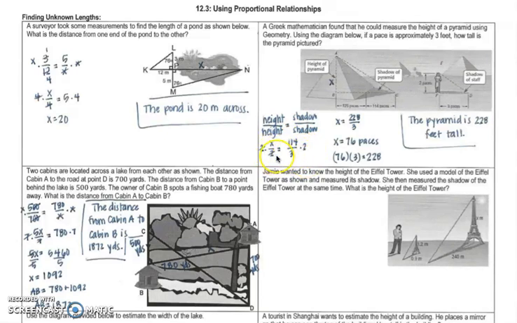I multiplied each side by 2 to eliminate my fraction, and I got x is 228 over 3. That does divide evenly, so x is 76 paces. The height of the pyramid is 76 paces. However, that is not the answer because paces is not a measure for height. So I did 76 times 3 because a pace is approximately 3 feet. That gave me 228, so the pyramid is 228 feet tall.